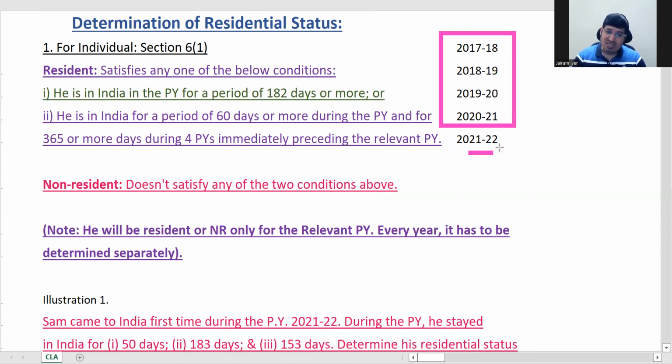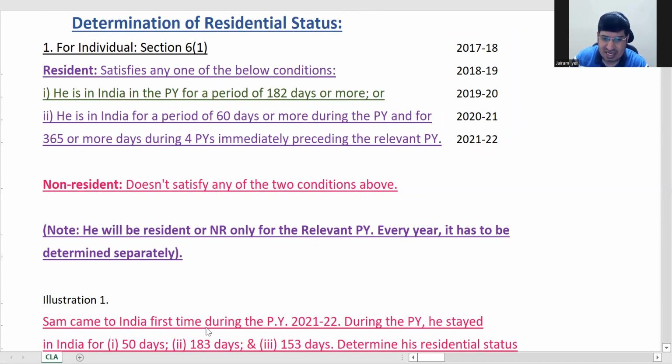The other way around, if they say he is leaving India for the first time in 2021, 2022, that means he is going out for the first time. That means in these 4 years, every year he was in India for 365 days each. That is the big relevance of coming to India for the first time and going out of India for the first time.